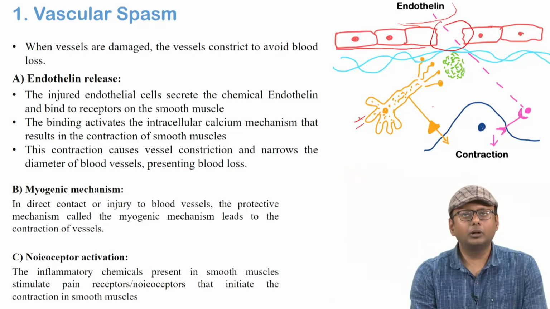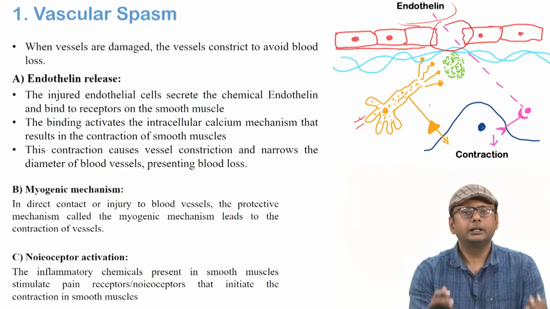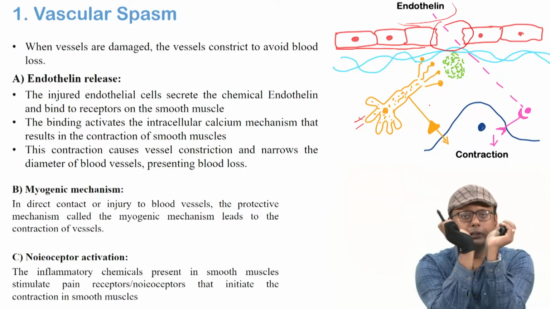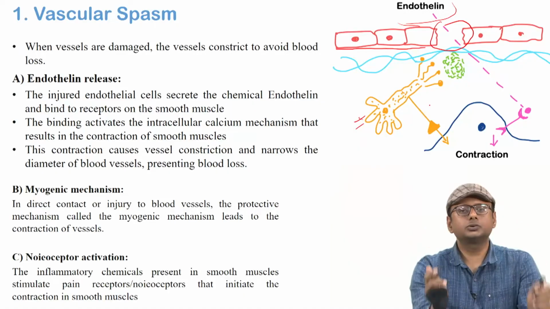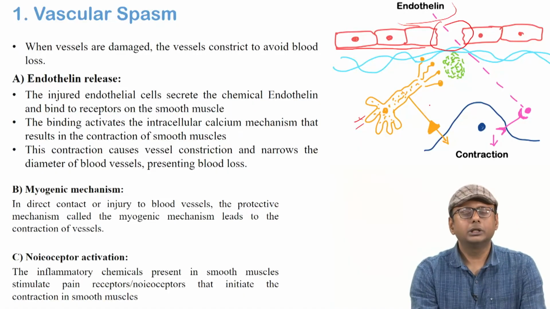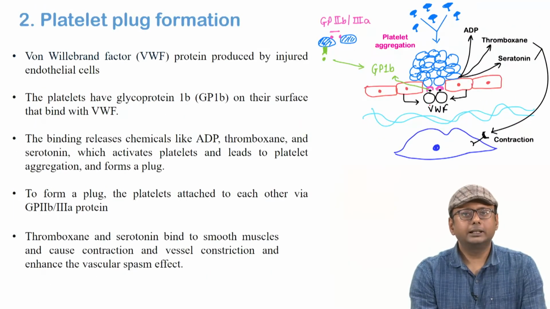So, overall the goal of this vascular spasm step is activating smooth muscle cell contraction, which pulls these two sides of the injured area together and creates a condition of vasoconstriction, preventing significant blood loss. So, hope you understand the vascular spasm step. Now we will go to the next step.